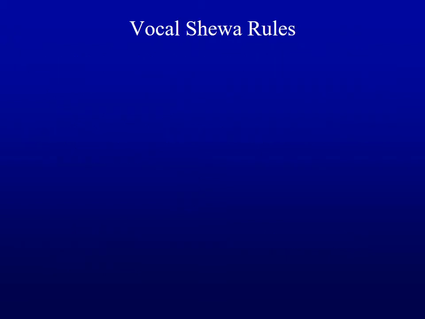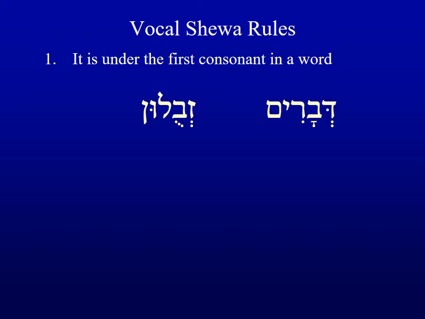The first case in which a schwa will be vocal is if it is under the first consonant in a word. So here we have a couple examples of that. In the first one, you see the schwa, which is under the first consonant, the dalet. So that means this schwa will be pronounced. So we can pronounce this word devarim. Here in the second word, you also see a schwa, which is under this zayin, the first letter in the word. So it will also be vocal. This word is pronounced zevulun.